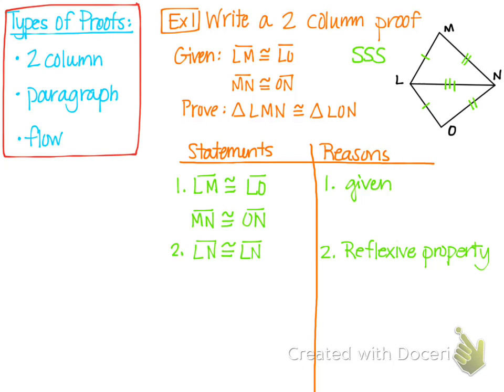Now we have all 3 things that we need to prove that our 2 triangles are congruent. We have this side, and this side. You can highlight them if you want to. You don't have to. But I like to highlight the 3 things that are proving them congruent.